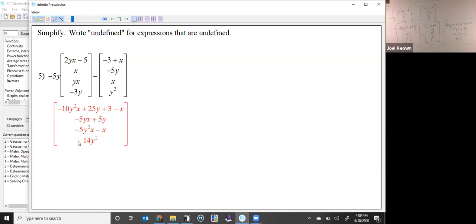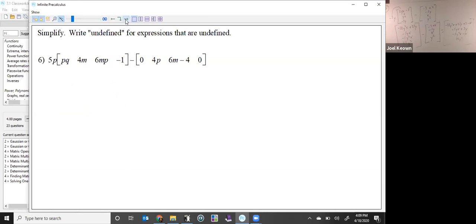There's the answer. Again, they might rearrange terms a little bit, and actually, no, they left terms exactly the same order I did. All right, and that's what we got. So I'm going to click through and just show answers. I'm just going to do one of each type. This is the answer you should get for number 6. You can distribute the 5p and then subtract.